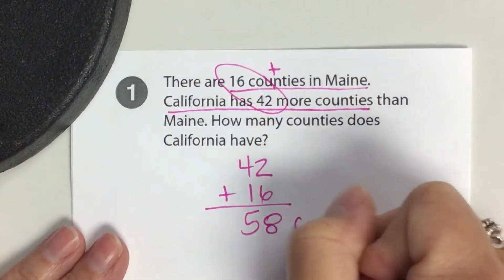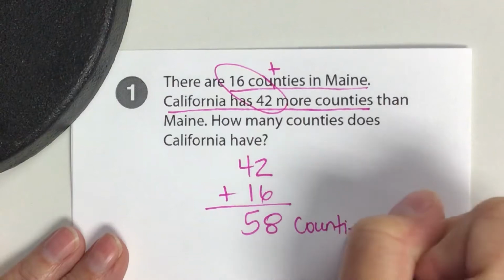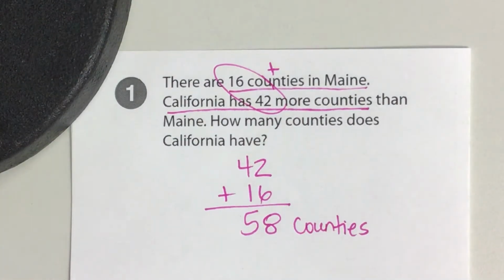is 58. Let's see if our answer is reasonable. Does it make sense that California has 58 counties? Sure it does, because it's more than Maine, and quite a bit more actually. And if you think about it, if you know where they are on the map, California is much bigger and has a lot more people, so that makes a lot of sense.